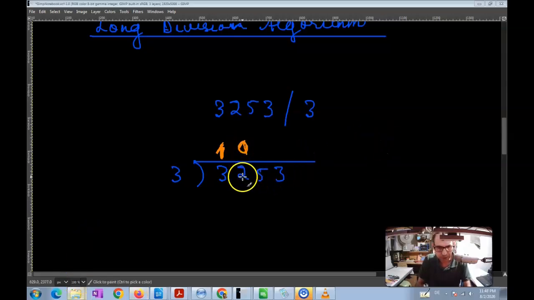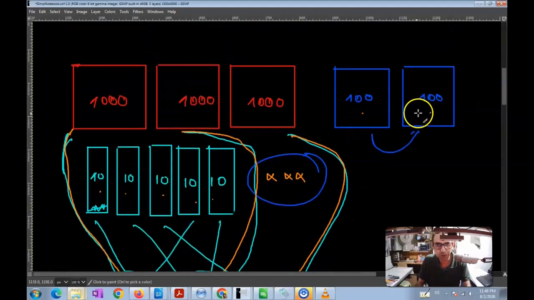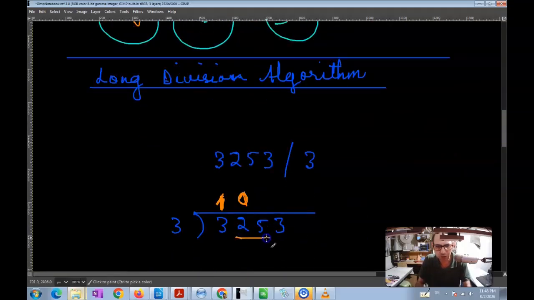Now, we saw that with the two groups of 100 that we have over here, this operation was not possible. Now what we do is that we break up these two groups of 100, and each of them gives us 10 groups of 10. So I have 10 groups of 10 here, another 10 groups of 10 here, 5 groups of 10 over here, so that's 25 groups of 10, which is these two groups considered together.